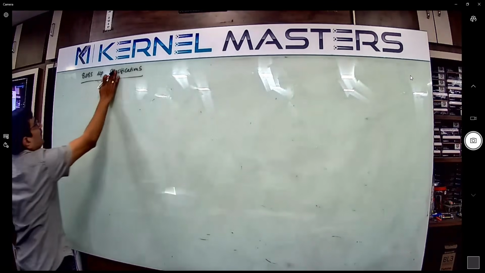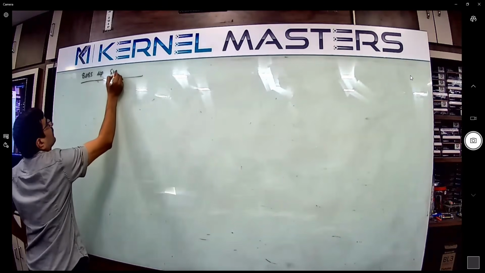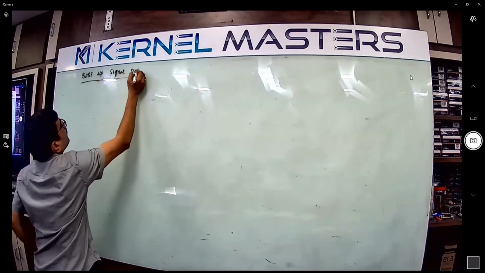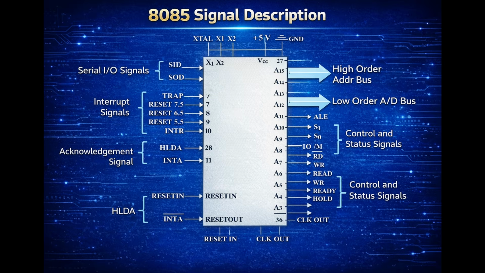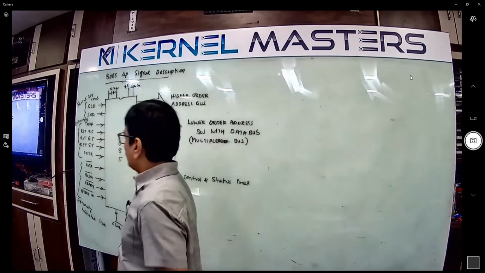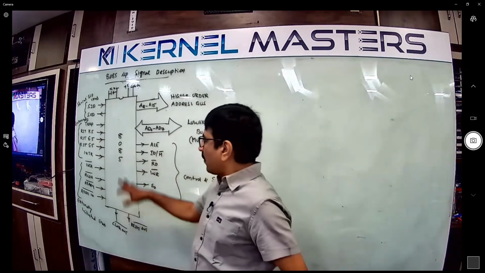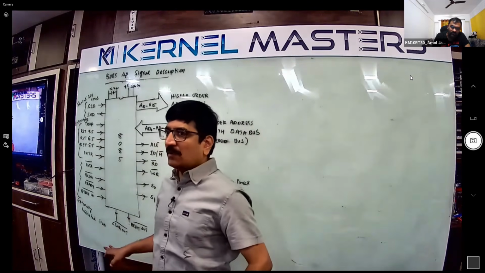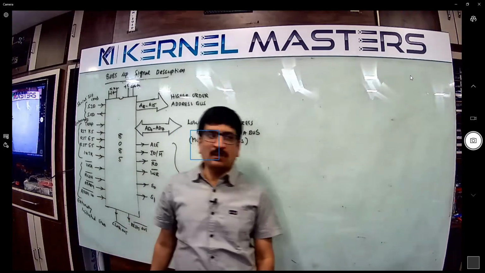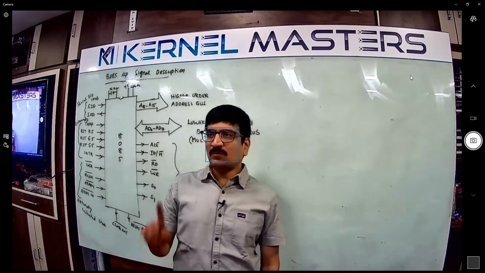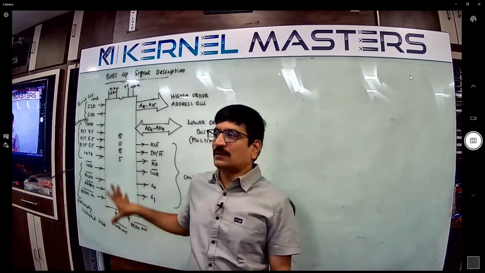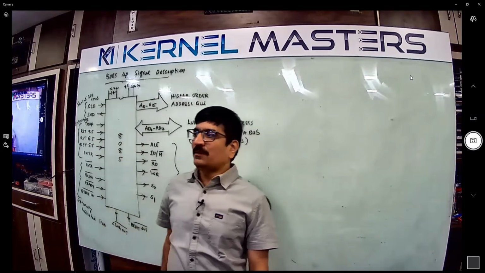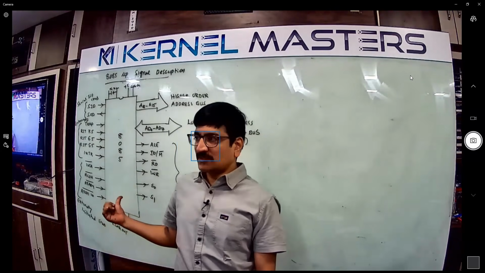So, 8-bit microprocessor signal description. The 40 pin IC, okay. Overall 40 pins are there. This is not a pin diagram. I'm telling clearly, this is not a pin diagram. A pin diagram is where every pin has a number and follows an order. Here, the 40 pins are there, and the main thing is the signal diagram, the signal description.